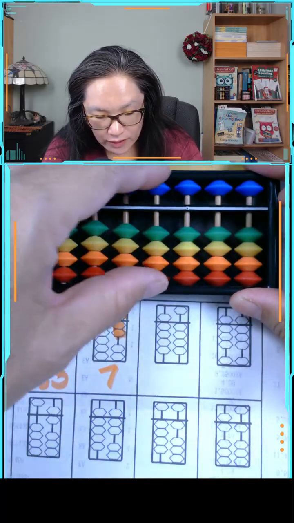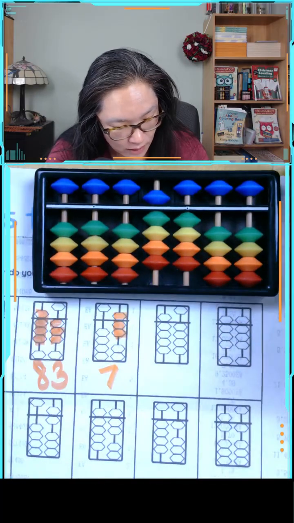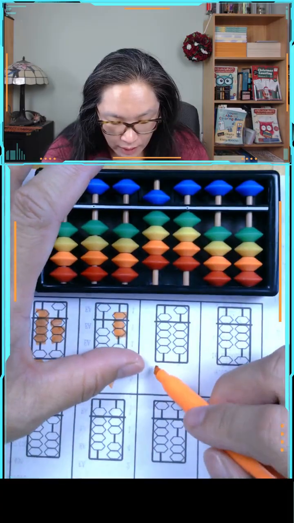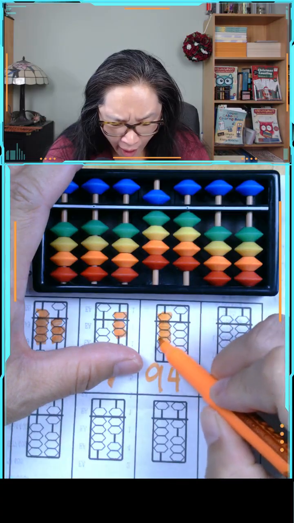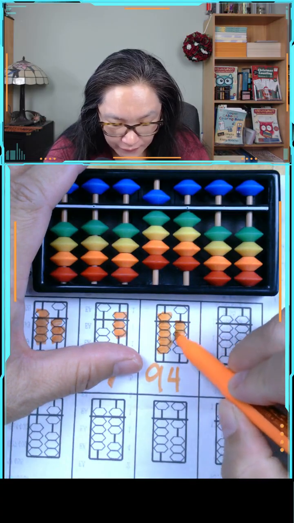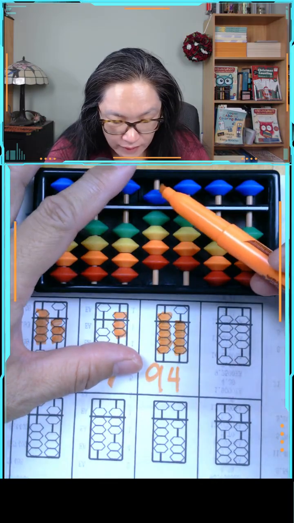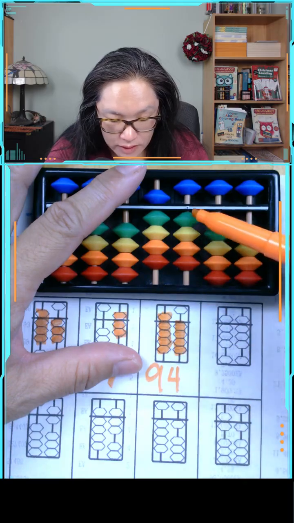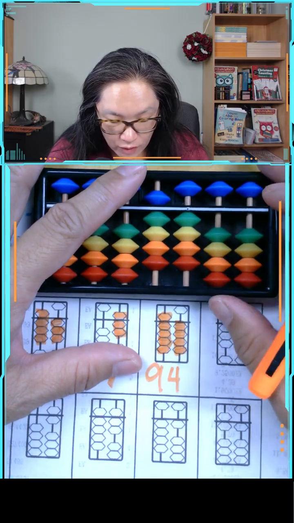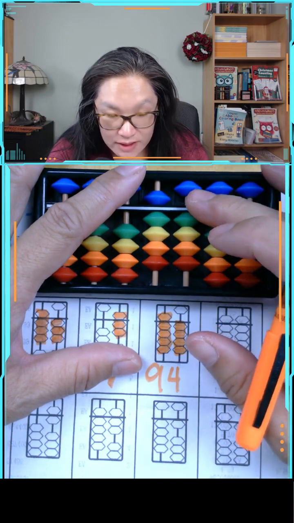We are learning how to read the abacus. So when we're looking, we have our 90 and we have 4. 94. So I'm going to color it in. The top bead is a value of 5 and the bottom bead is a value of 1. So we have a 5 up here and then we have 4. Sorry, this is 4, but notice the top bead is not touching, so this is not counted.